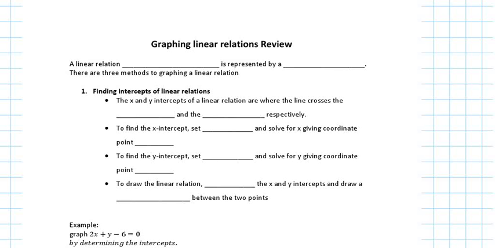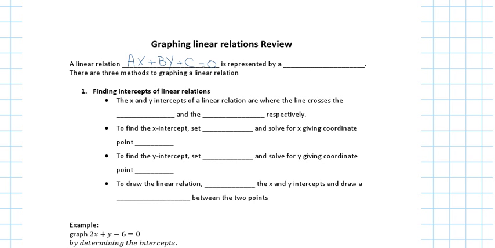So, a linear relation, there's two ways that I can write a linear relation. I can write it in standard form, or I can write it in y equals mx plus b form, which is the y-intercept slope form, okay? But we're going to start with the standard form. So our linear relation, which is ax plus by plus c equals 0, is represented by a straight line, okay?